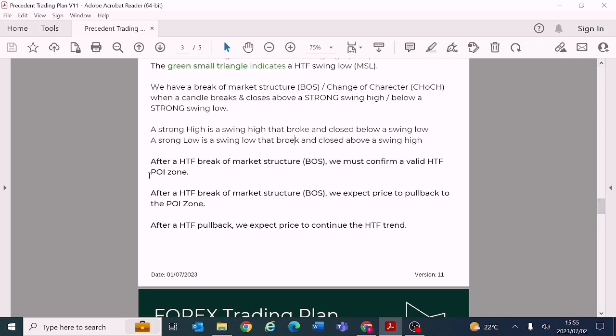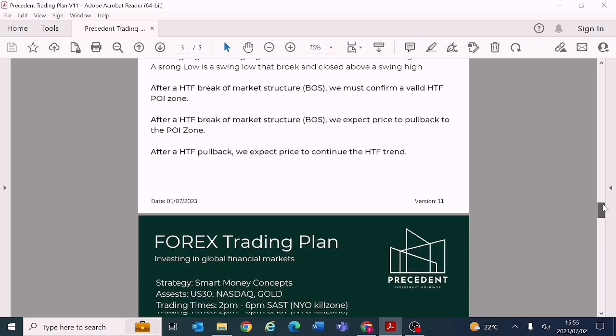It says after a higher time frame break of structure, we confirm a valid higher time frame zone, which we just discussed. Then after the higher time frame break of structure, we expect price to pull back into that zone. We also discussed that. And after the higher time frame pullback, we expect price to continue the trend in the direction of the break of structure. We also explained that.